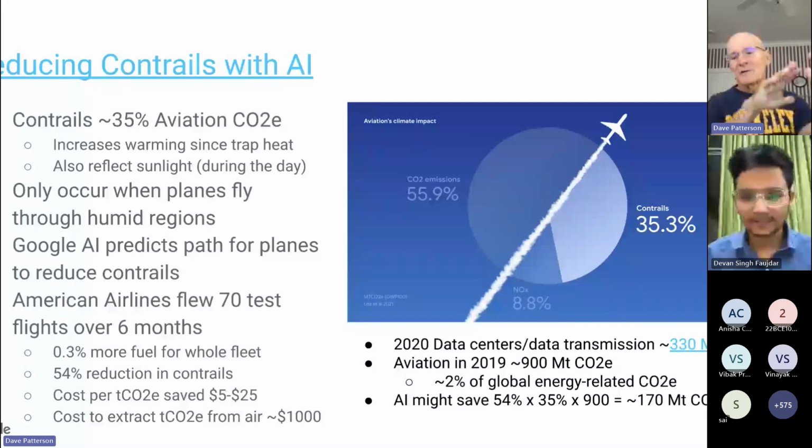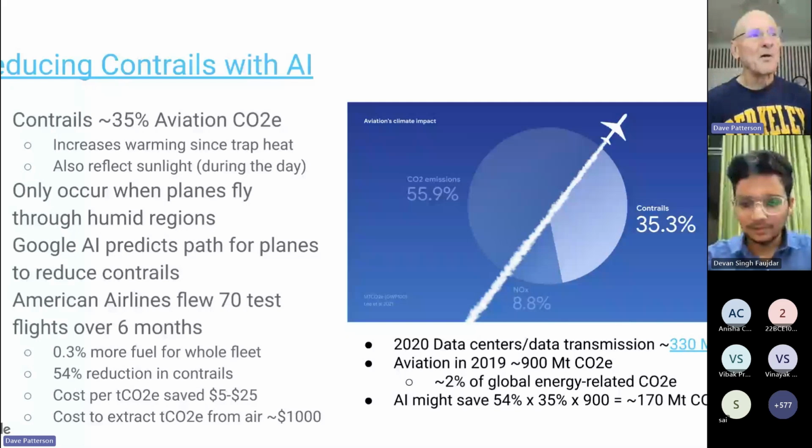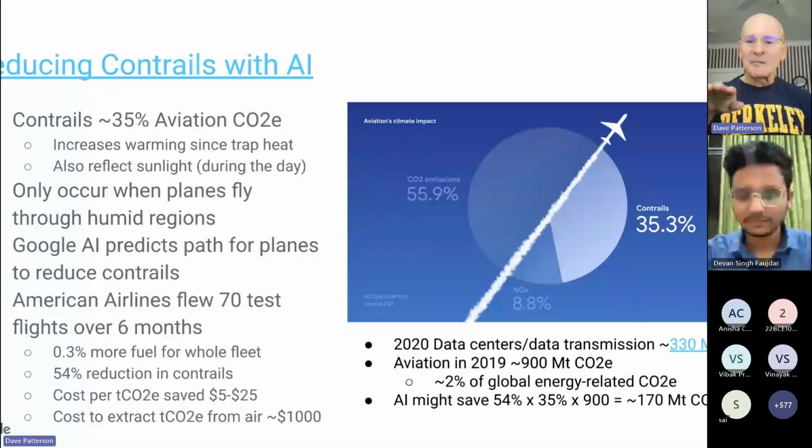So contrails are those streams behind jets in the sky. Remarkably, those contrails contribute to global warming. They act like clouds and reflect sun and capture heat. And amazingly, 35% of the carbon footprint of aviation is the contrails. I never would have thought that. Now, when do contrails happen? It only happens when planes fly through these humid regions. So Google used AI to predict paths for planes that avoided some of the humid regions.